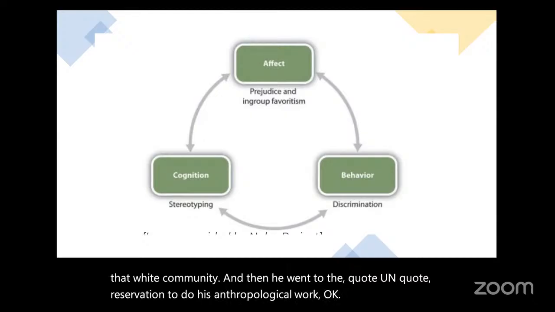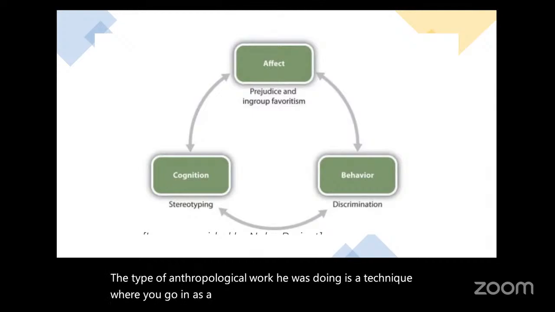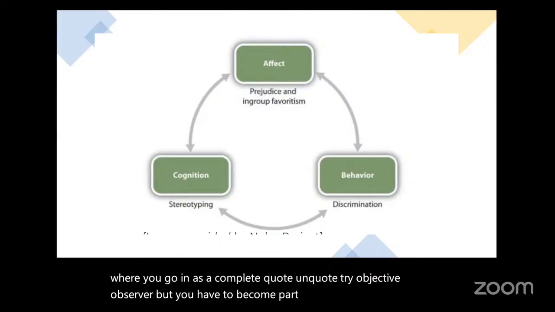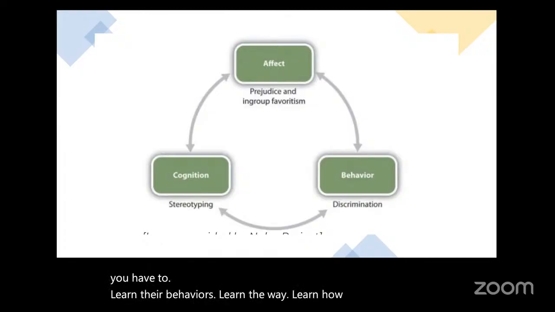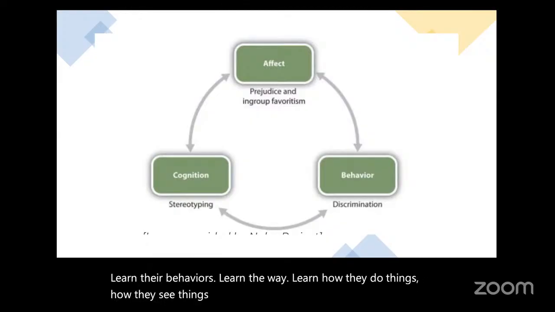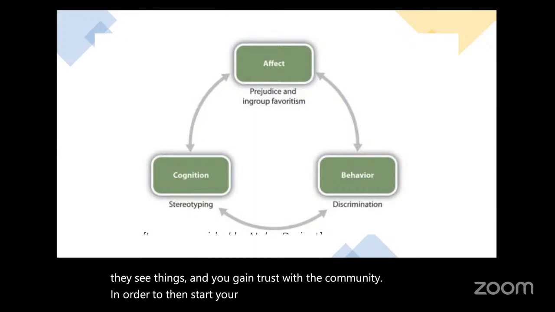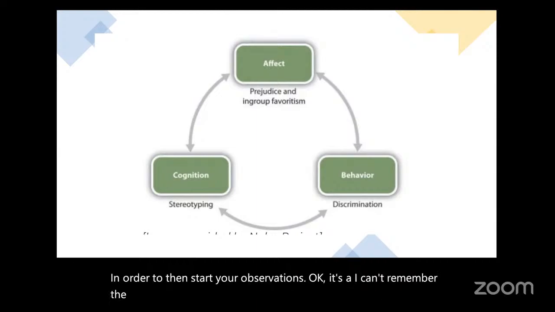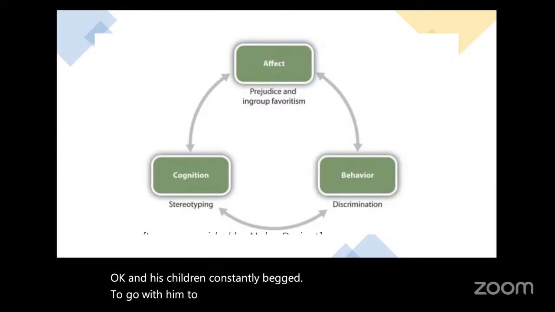Okay. The type of anthropological work he was doing is a technique where you go in as a complete, quote unquote, objective observer, but you have to become part of the community, meaning you have to learn their behaviors, learn how they do things, how they see things, and you gain trust with the community in order to then start your observations. Okay, I can't remember the name of the research technique, but that's what he was doing. Okay. And his children constantly begged to go with him to go see what dad is doing, the people he's interacting with.